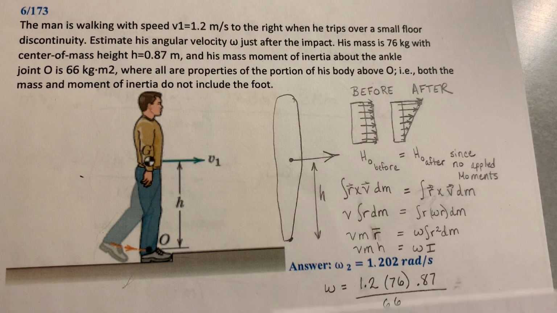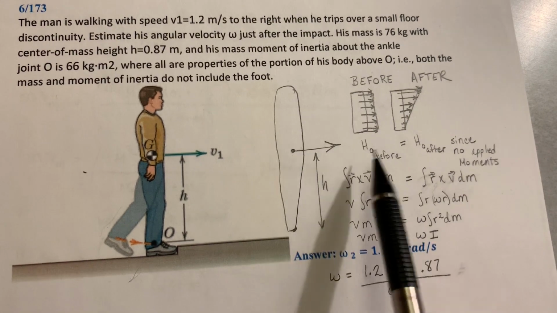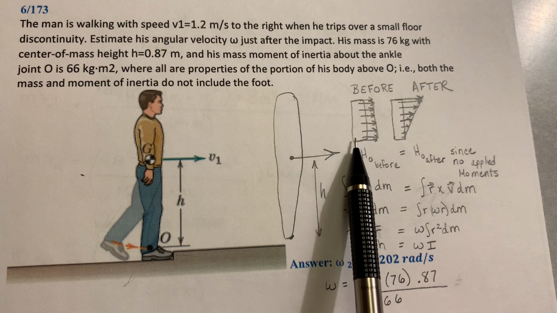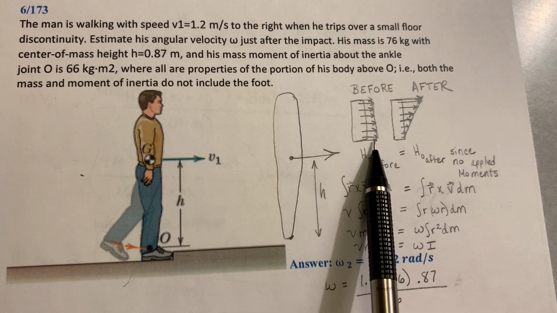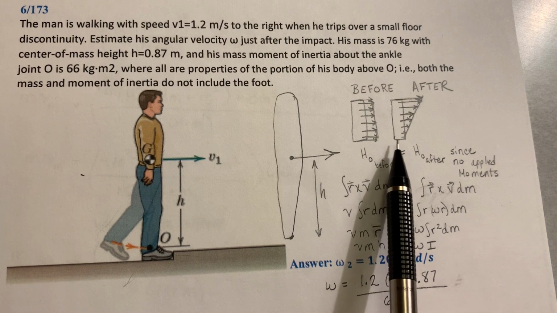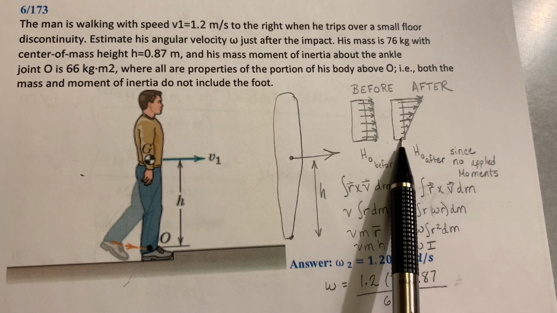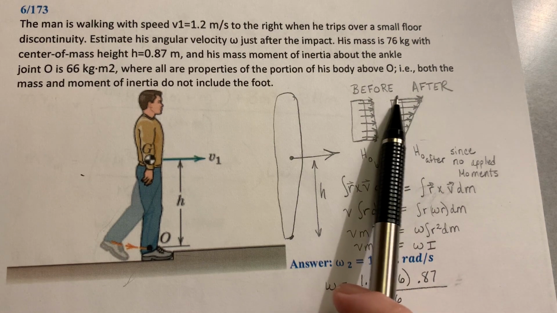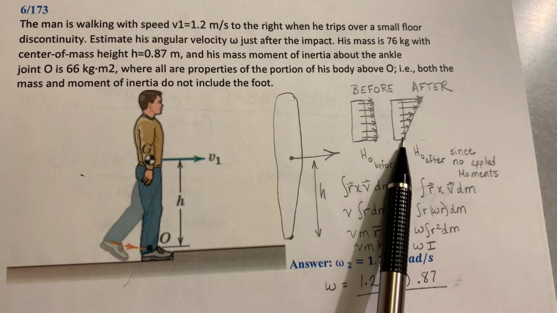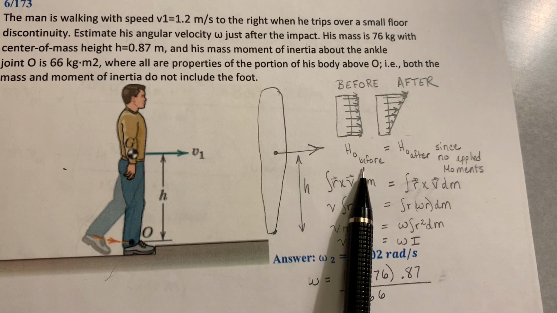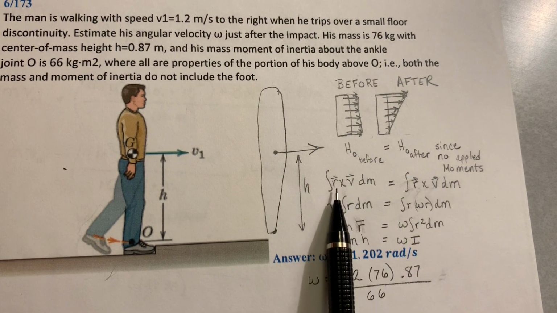Let's just move this paper out of the way. So before the impact, the whole body is translating forward. We're just going to assume. And then after impact, it can't do that anymore. Now it has to rotate about this fixed point. And now the top of the body will be moving faster, and the bottom of the body will be fixed.